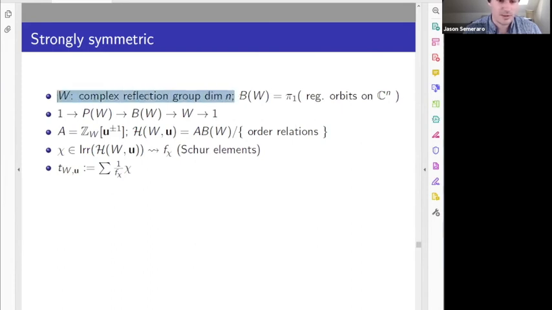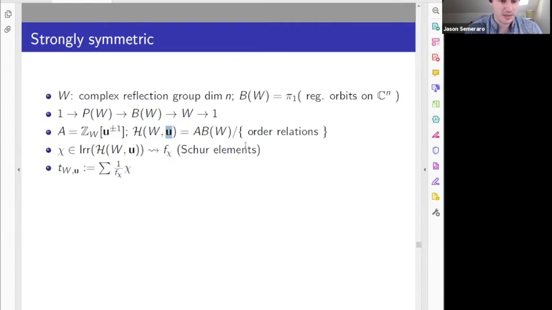So when we take a complex reflection group and we take its braid group, which is the fundamental group of the space of regular orbits on C^n, where n is the dimension of W, we have a surjection from the braid group to W, whose kernel I'm going to denote by P(W) here. And once you've formed this braid group, what can we do? We can construct a group algebra of it and mod out by what are called the order relations. So this U is just some set of free variables in correspondence with reflections in W. And this is the way that one constructs the Hecke algebra of complex reflection groups.